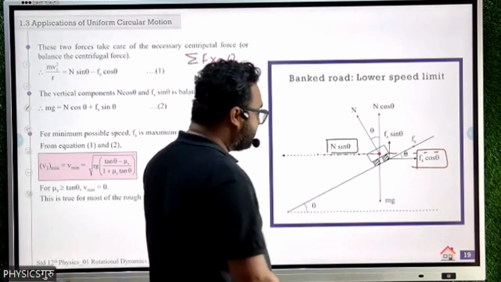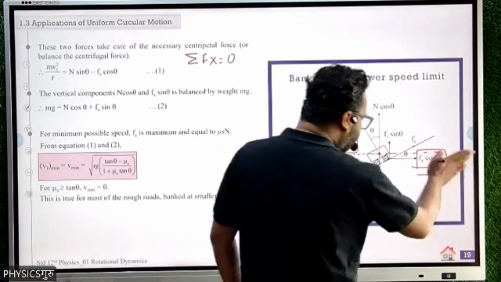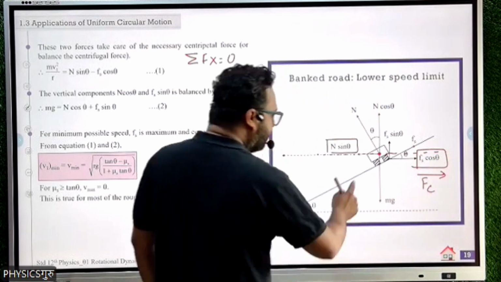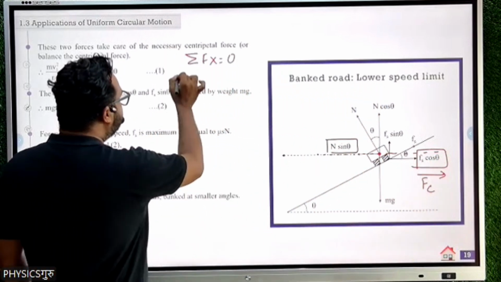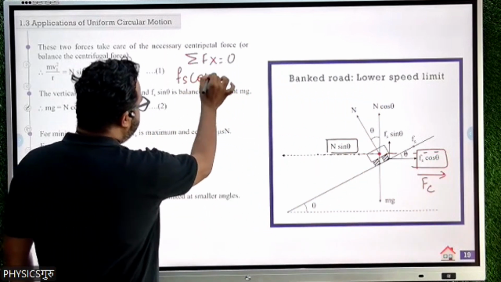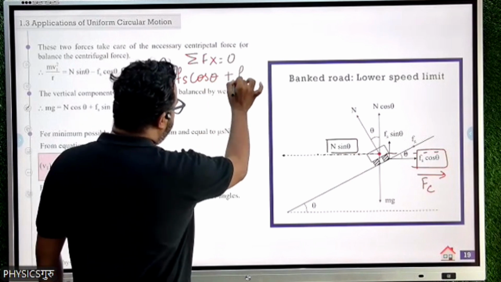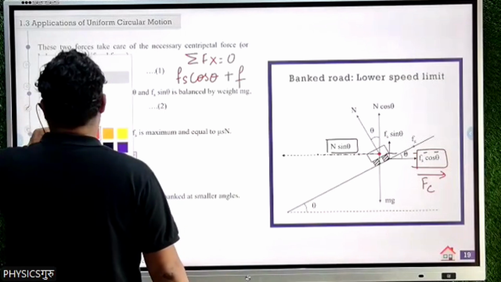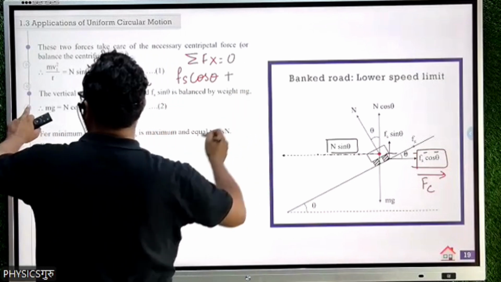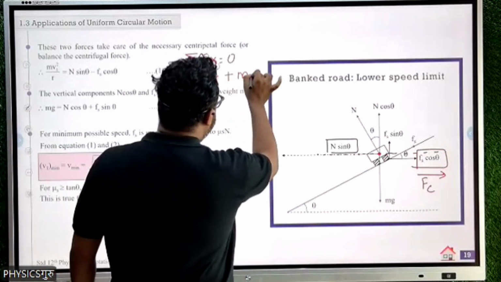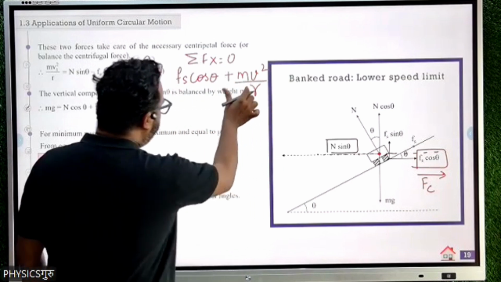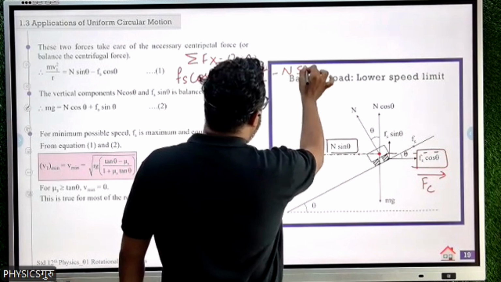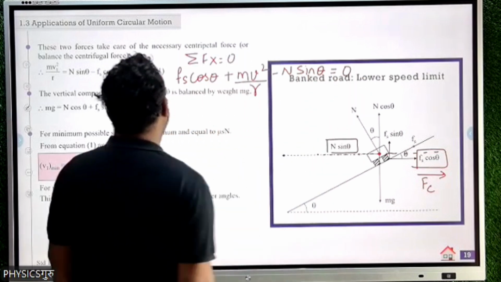Then we have a centrifugal force that is acting away from the center. So this is the centrifugal force, right? Now Fs cos theta is taken as positive, plus the centrifugal force. Let us name the centrifugal force as mv square by r. That is the centrifugal force. Minus N sin theta, minus N sin theta equal to 0.